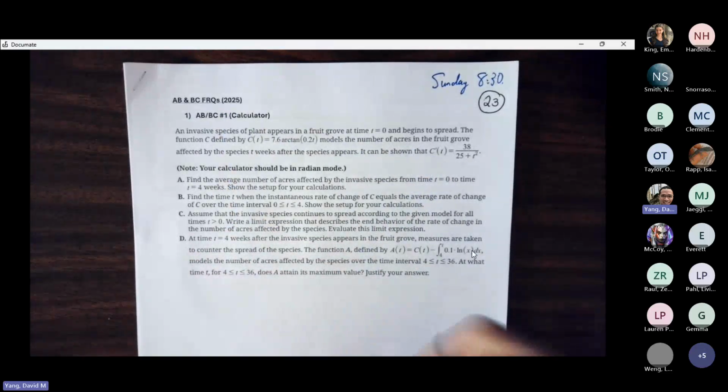So we're just going to work through the AB FRQs, and then after 10 o'clock, I'll do another session for the BC students going over the BC only problems. Okay, so this is calculator.